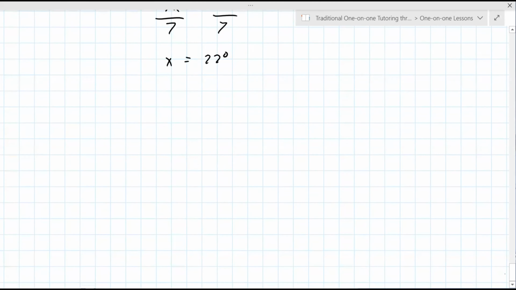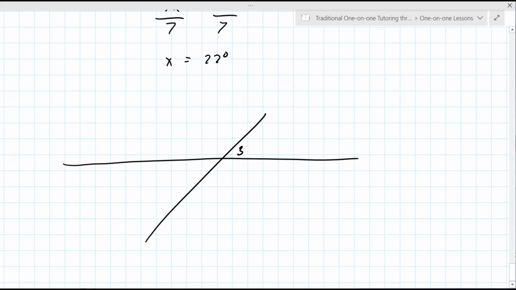Perfect. Okay, so the reason we're doing this is I'm going to give you a problem here at some point where I tell you that this is 30 degrees, and this is 10x degrees. And you're going to say, oh, 10x degrees plus 30 degrees equals, what is the angle measure in a straight line?